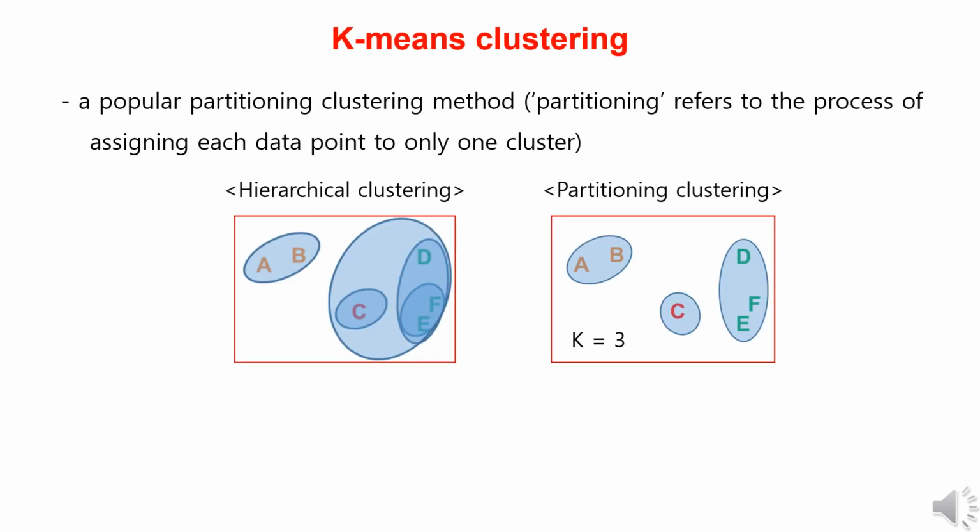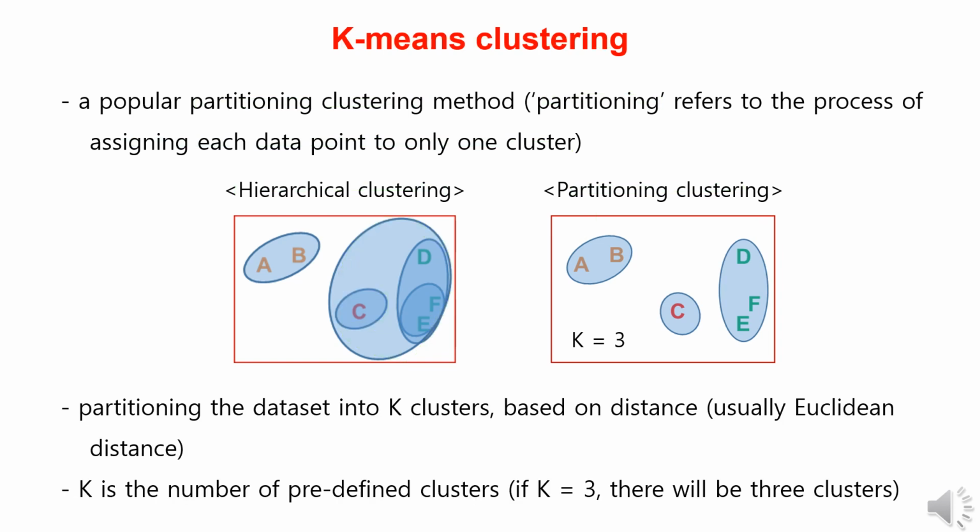The k-means clustering method belongs to the partitioning clustering methods. Here, the term partitioning means assigning each data point to only one specific cluster. In the previous video, we discussed hierarchical clustering analysis, which forms a hierarchy by linking similar items together. This means that one cluster can be a part of another cluster. However, partitioning clustering methods, like k-means, focus on dividing the data, and one cluster cannot be part of another cluster.